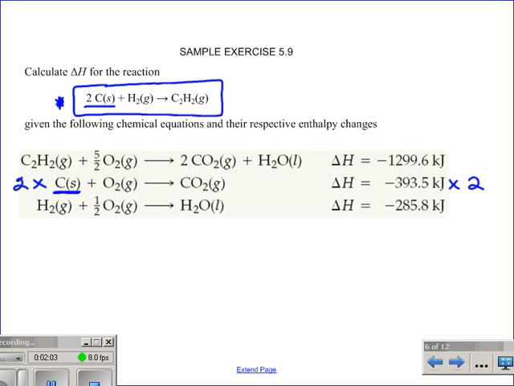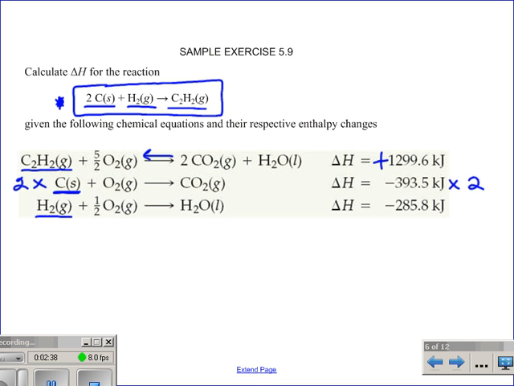Now let's look at hydrogen. Hydrogen is right here. It's a reactant, coefficient of 1. Down here, it is a reactant, coefficient of 1. Therefore, we don't need to do anything to this equation. Let's go on to C2H2. C2H2 is a product in our overall reaction, and it is a reactant down here. So we need to reverse this equation, which changes the sign of delta H from negative to positive. So whatever you do to the equation, you need to do to the delta H.